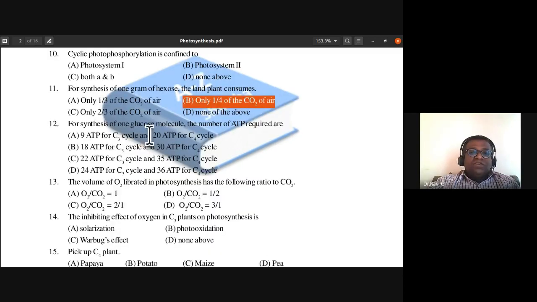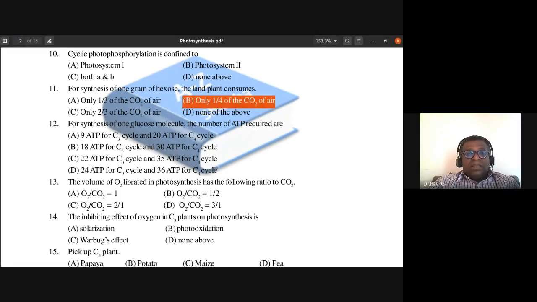12th one: for synthesis of one glucose molecule, the number of ATP required are... So how many ATP are required for synthesis of one glucose molecule during photosynthesis? So the total number of ATP molecules that are required are... they have given both C3 and C4 cycles. So this is a very interesting question.